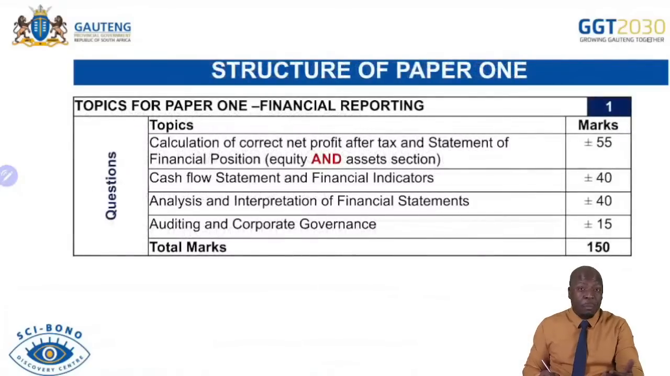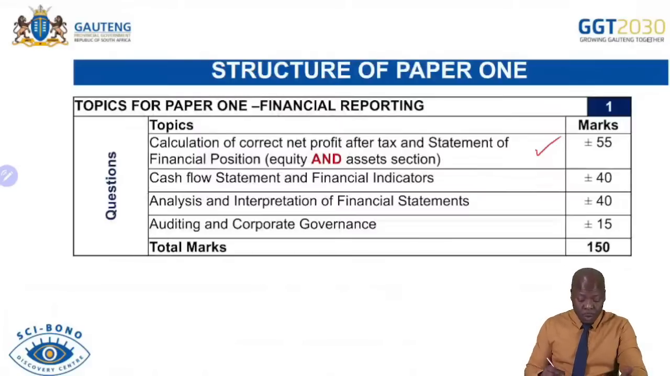When we talk of the structure of Paper 1, it is of great importance that you understand that there are questions that are likely to come in your exam paper. As you see here, the first part that I have is the calculation of correct net profit after tax and the statement of financial position. So on question 1, the examiner can have 4 options that the examiner can exploit in testing this particular question. And I'll show you all the 4 options that the examiner can use to test this particular question.